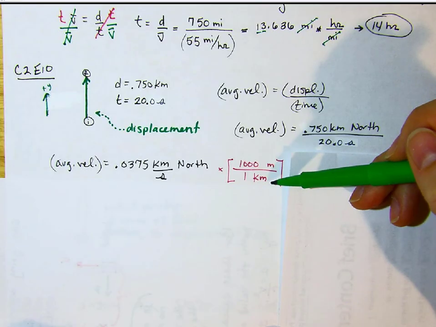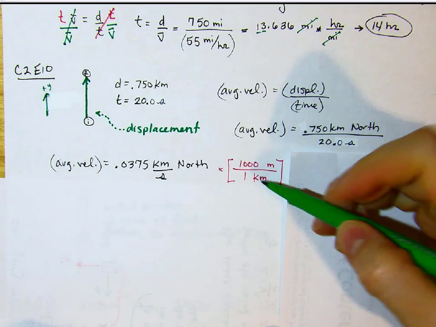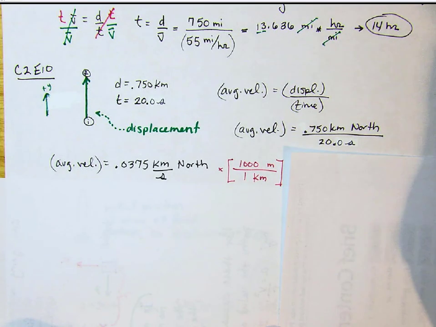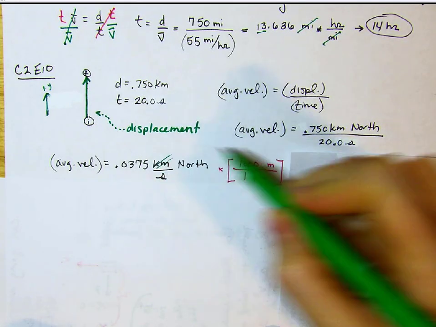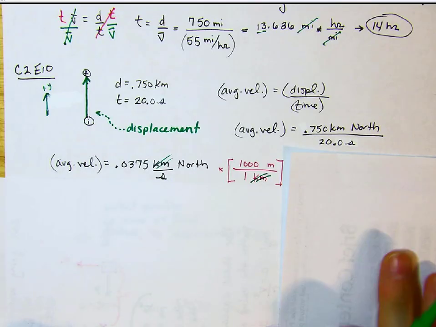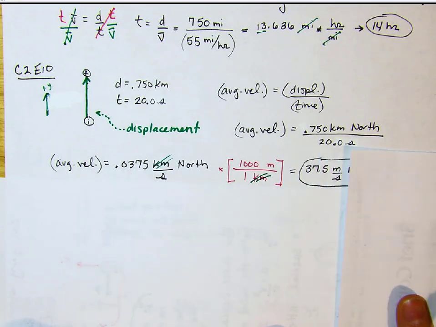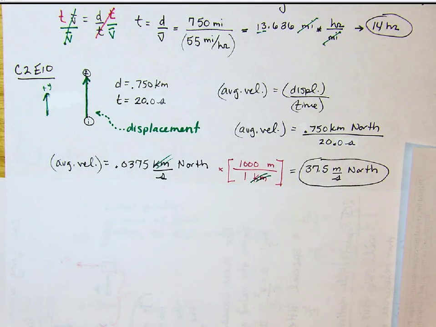And then I want to convert it to meters, so I need a kilometer to a meter. One kilometer, which is a longer distance, is equal to 1,000 of the smaller meters. So then kilometers will cancel out, and we basically multiply this number by 1,000 and carry through our units. 37.5 meters per second north. And I gave that a direction, so that way it's officially a velocity.